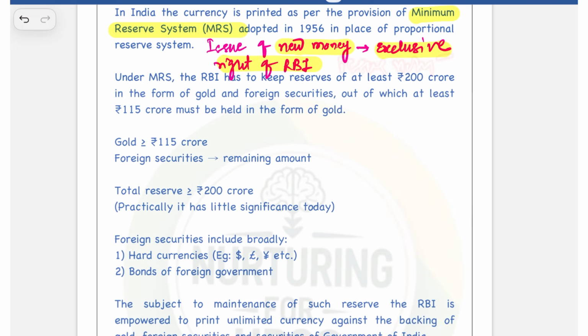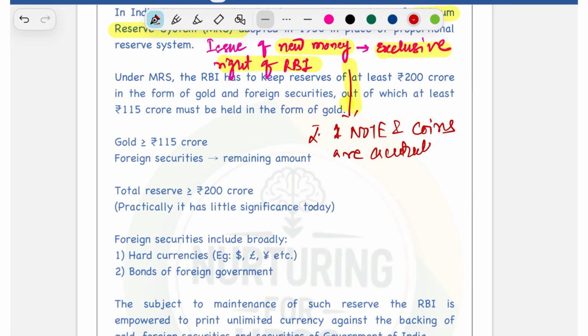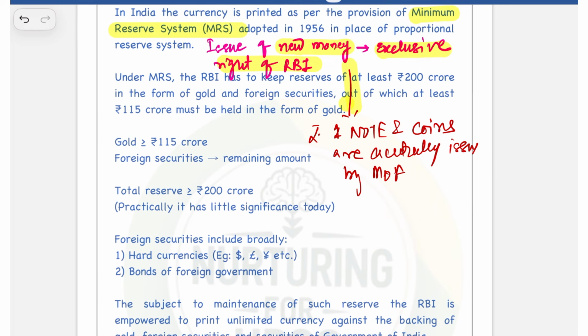However, there is one catch, which is that rupees one note and coins are actually issued by the Ministry of Finance. So I guess even if such a statement comes in the paper whereby they ask you ki issue of new money is exclusive right of RBI, तो फिर उसको सही बोल सकते हो in the saying the context, because this is an exception.